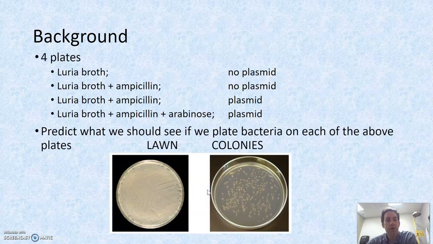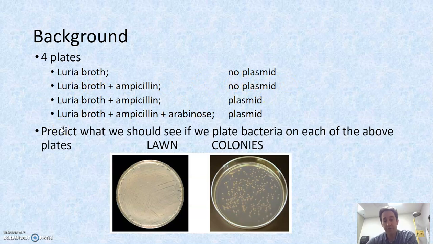You're going to be given 4 plates. All 4 are going to be given luria broth, which is basically just food. It's bacteria food. But then 3 of them, I'm sorry, are going to get ampicillin, that antibiotic that kills bacteria. And then 1 of them will also be getting arabinose. Further, some will not have the plasmid, others will have the plasmid. And your task is to figure out what should we see if we plate bacteria on each of the above plates. So if we give it food and no plasmid, what will happen? If we give it food, an antibiotic, and no plasmid, what will happen? Et cetera, et cetera.